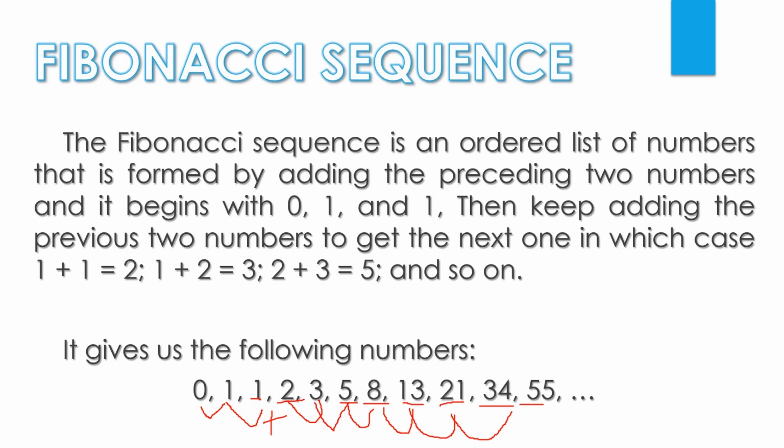So ganun yung sinasabi sa Fibonacci sequence. Sabi nga dyan, it is formed by adding the preceding two numbers, and it begins with 0, 1, and 1. So dito sa Fibonacci sequence that we have at the bottom, start with 0, 1, 1, and then kapag inadd natin yung 0 and then 1, it will sum up to 1. 1 plus 1 is 2, and so on and so forth. Okay, so iyon si Fibonacci sequence.